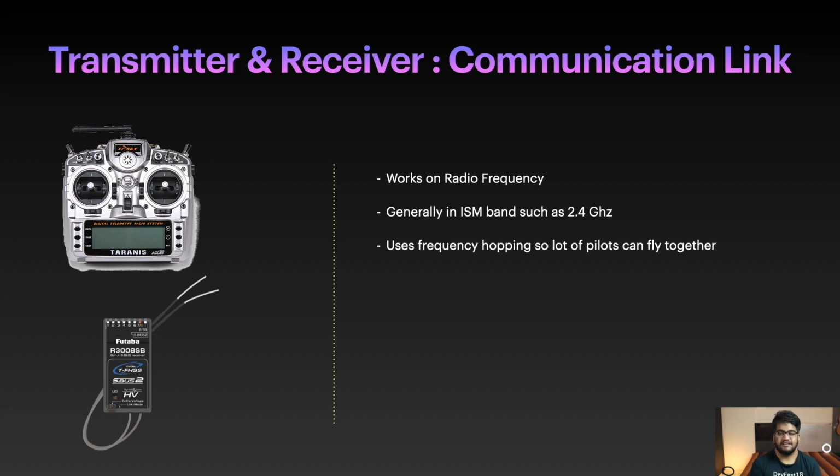The answer lies in a thing called frequency hopping. What frequency hopping means is that the transmitter and receiver decide that they will keep on changing frequencies every certain time, and they know they are hopping from one frequency to another at the same time, so they can communicate. This frequency hopping allows a lot of pilots to fly together. It allows a lot of people to use the same frequency without interfering with one another. There is a very slim chance that you will end up interfering with someone else, but that is not really the case. I have seen in big RC events around 200 people flying together without any problem. And that is how frequency hopping works.